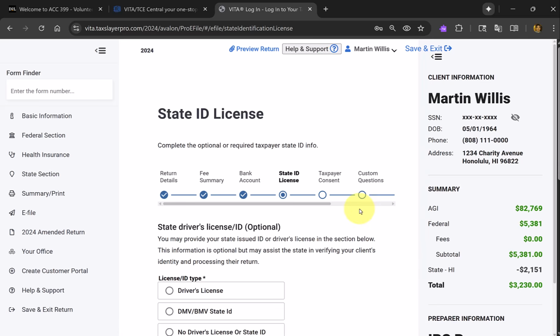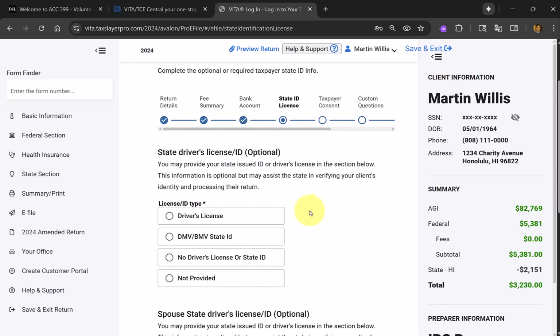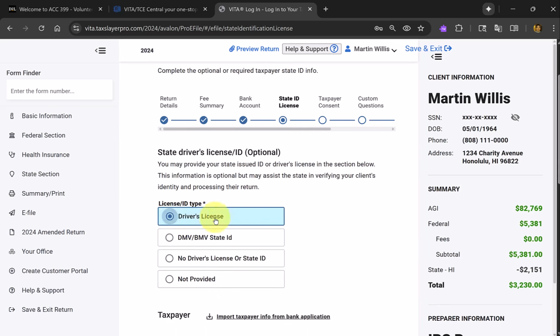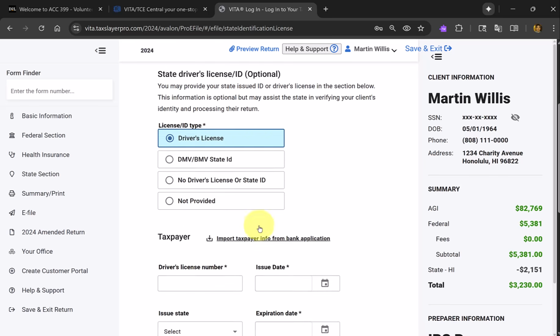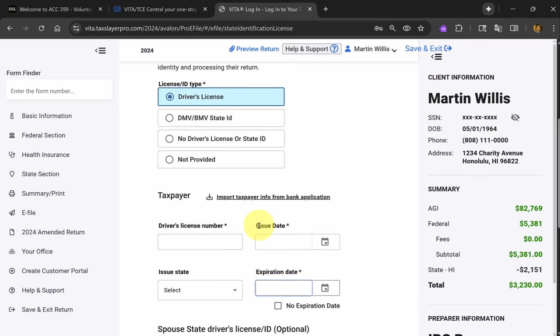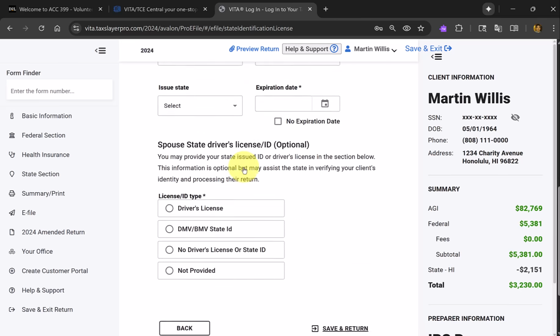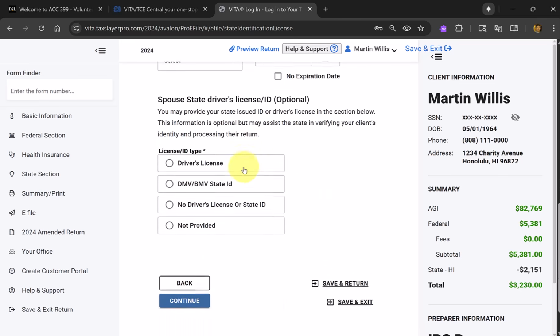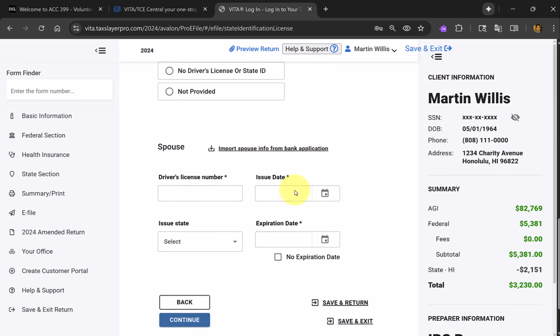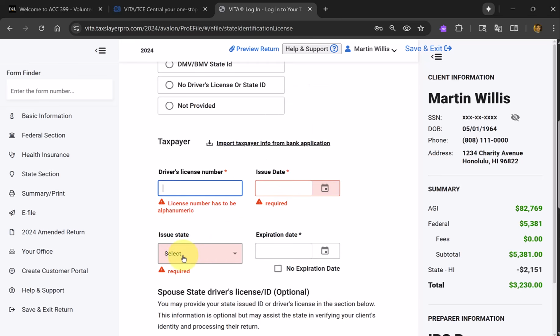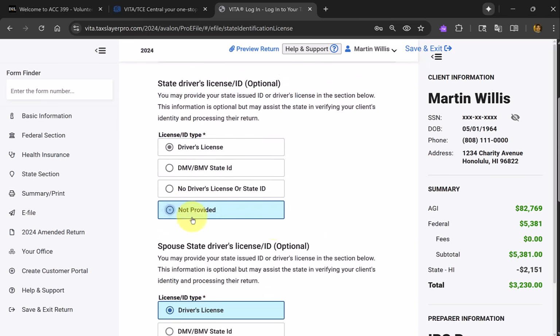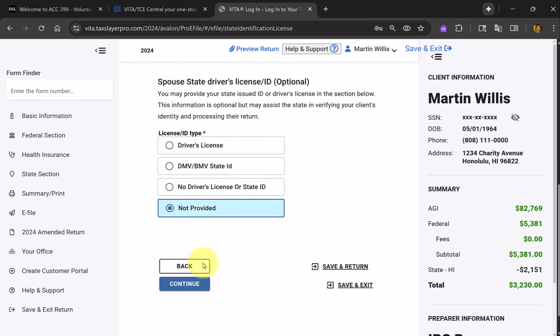And not required by VITA, but we did confirm the taxpayer's ID by looking at their photo ID, probably driver's license. Do I need to fill this in? For professionals, they would have to confirm, yeah, but I'm just going to continue here. I'm going to say not provided. But again, professionals should be doing this.